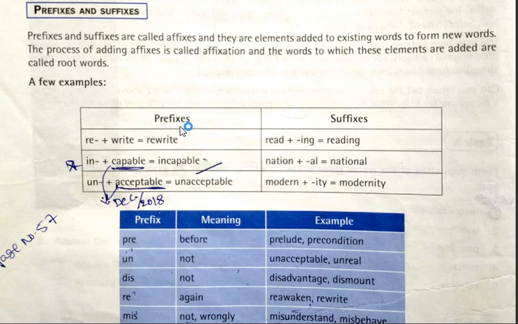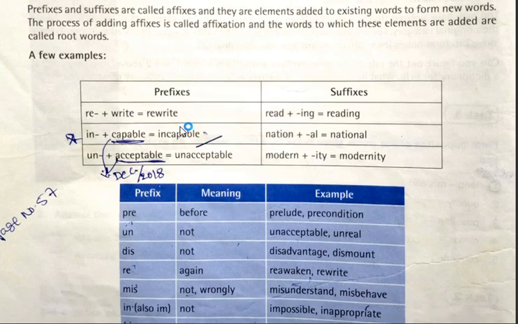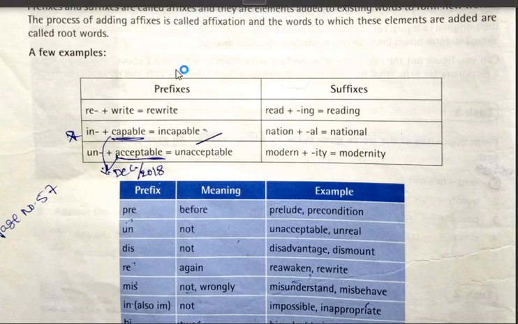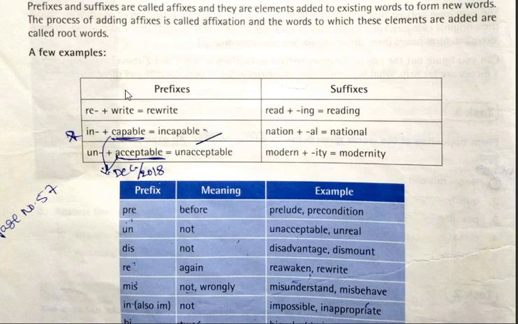If you see in these examples, we have given some examples like re plus write, rewrite, okay, in plus capable, incapable, okay, and un plus acceptable, unacceptable. So here re, in, un are prefixes, which are added to the root word to make another new word. Here some are suffixes: read plus ing, reading, nation plus al, national, okay. In this way, these are some prefixes and these are some suffixes.